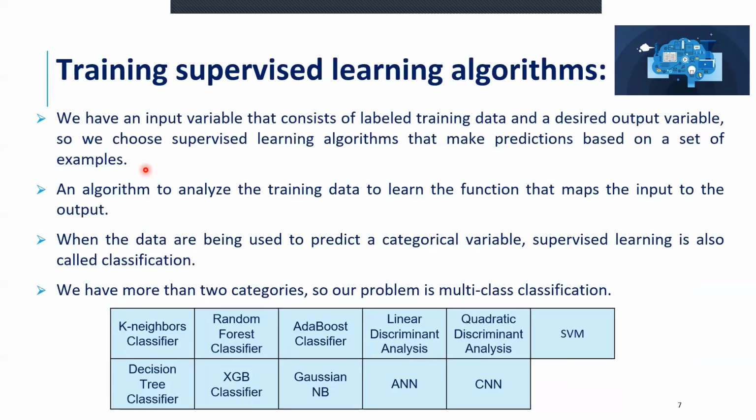When our data are being used to predict a categorical variable, our supervised algorithm is called a classification. And also we have more than 2 categories, so our problem is multi-class classification. There are a lot of algorithms that we can use to train our model, and this table shows the algorithms that we used in this project.